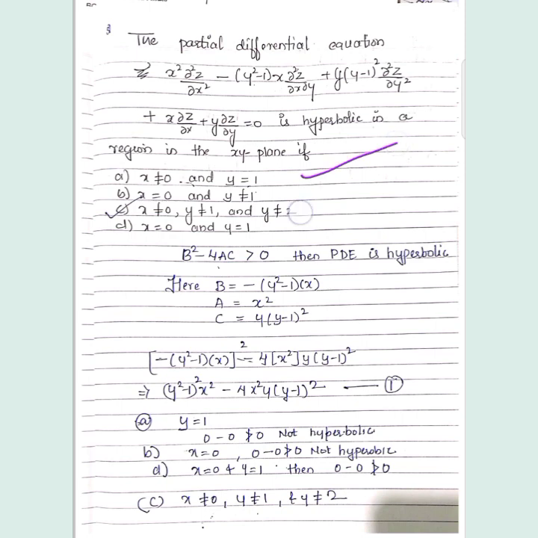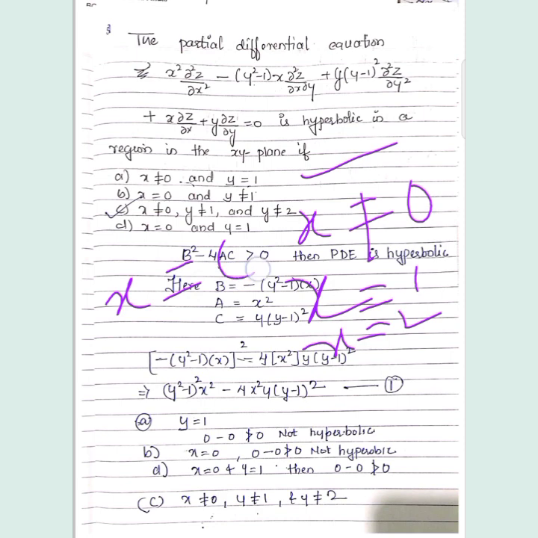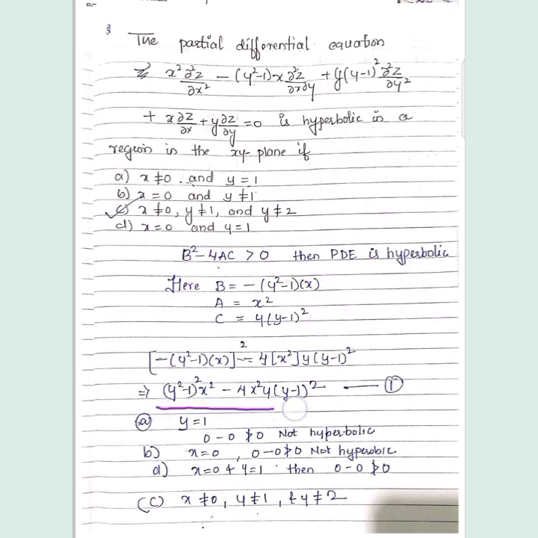What is the first option saying? When x value is not equal to 0. It means x value can be 1, 2, anything, but not equal to 0. So we can't take x as 0, but I have to take y value as 1. If I substitute y equal to 1 in this equation, what are you going to get? y is 1, so 1 square minus 1 becomes 0. So the whole equation will become 0.